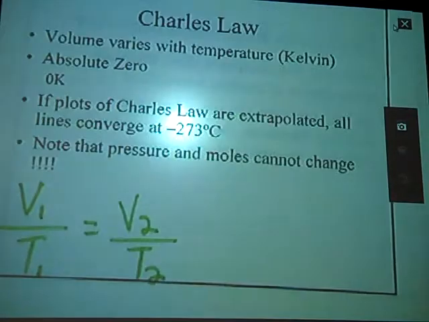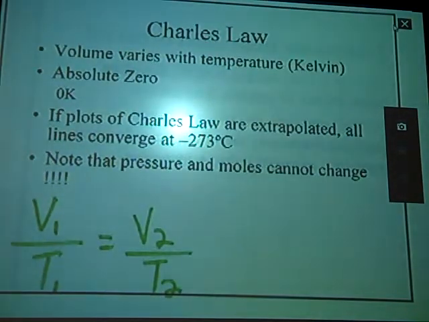Our second law, again, another good English gent by the name of Charles, and he noticed that volume varies with temperature. Don't forget that when we hit absolute zero, all of a sudden all motion stops. So our formula for Charles's law is V1 over T1 equals V2 over T2.